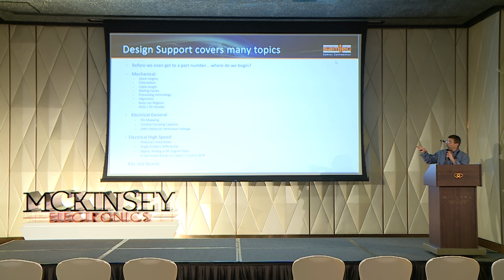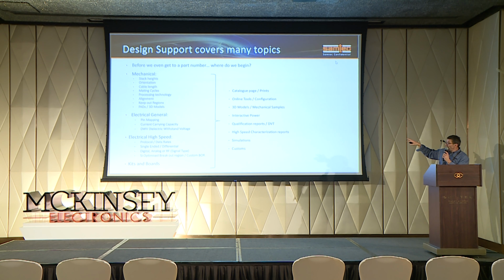And just to finish off, we have a topic of what do we cover as support and where do you go? So before you get to a part number, you might end up with, you're going to need a mechanical stack height, orientation, vertical, right angle. You might need cable length, mating cycles, processing technology. Where do you start with finding a part number? And from all these topics of pin mapping, current capacity, high-speed data protocols, pretty much you're going to find catalog page, prints, test reports, 3D models, and mechanical samples. All this is available for many of our series that we have available.